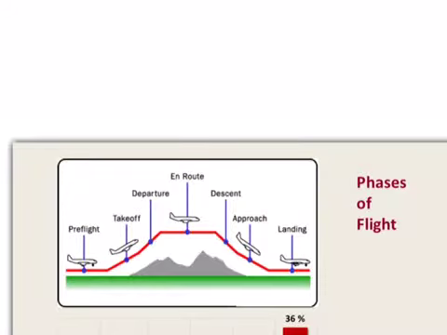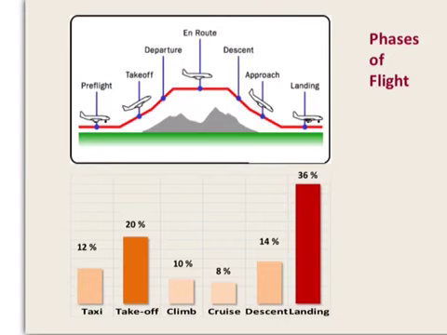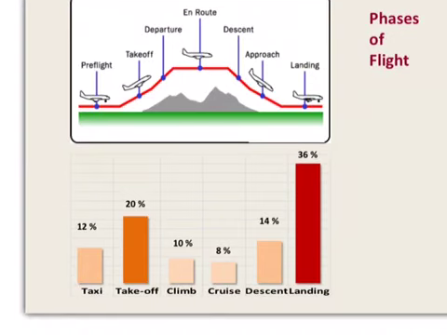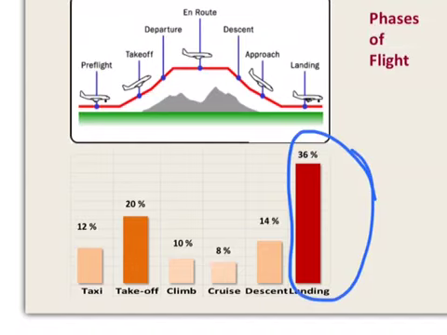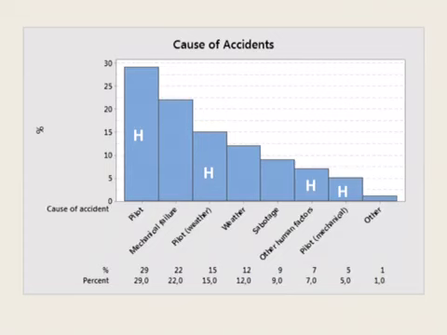Have you thought about it? Well, these are the statistics. Basically, landing is the most dangerous phase of flight, with 36% of the incidents, followed by takeoff. So landing and takeoff together account for more than 50%. When we look at the causes of accidents, as we see on the graph, if we see that the H represents human error, we see that most of the accidents are a consequence of human error.